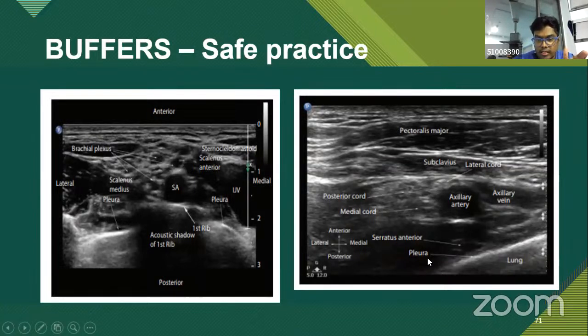If you go a little medially in the infraclavicular region, the serratus anterior will not be there. If you come a little laterally, then the serratus anterior will appear. Then you take the help of the serratus anterior when you are giving the costoclavicular block or a paracoracoid infraclavicular block.